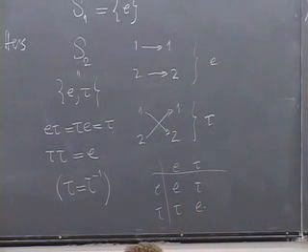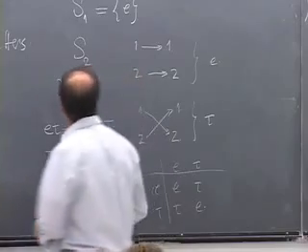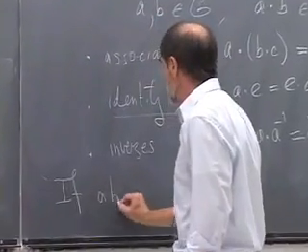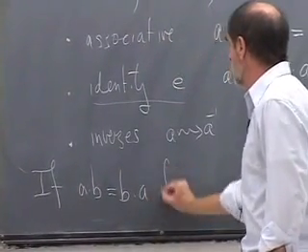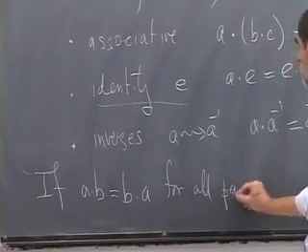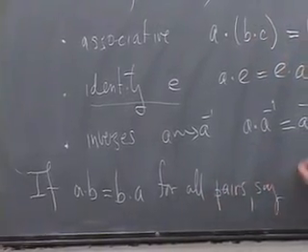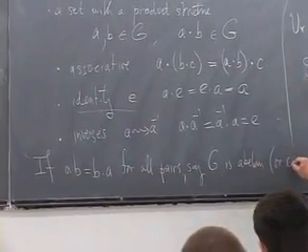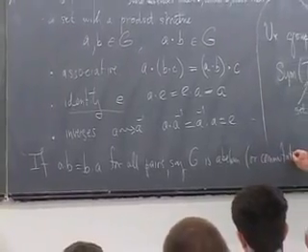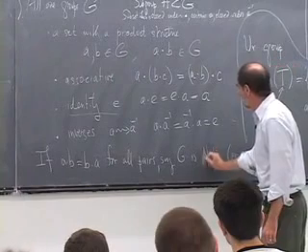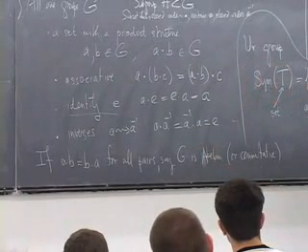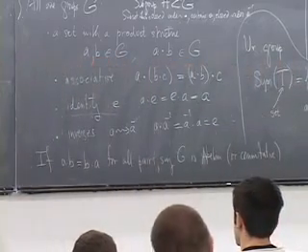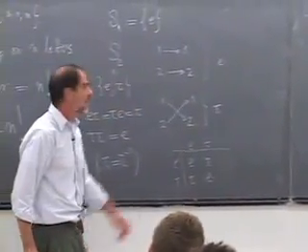Okay? Now that's an example of a group that I called last time abelian or commutative. So if AB is equal to BA for all pairs, we say G is abelian or commutative. Some people capitalize abelian in honor of Abel, some people don't. Doesn't make any difference to me. So this group is commutative. Commutative group just means that the multiplication table is symmetric around the diagonal, and this one is.